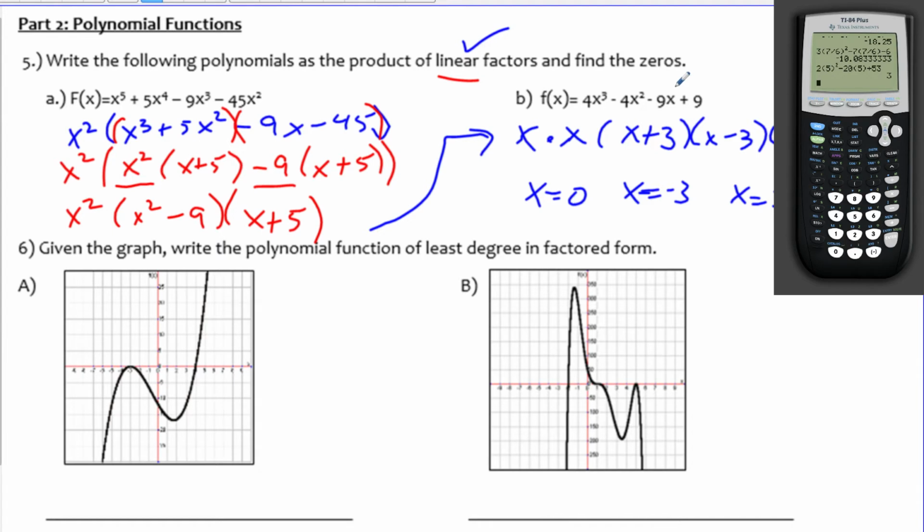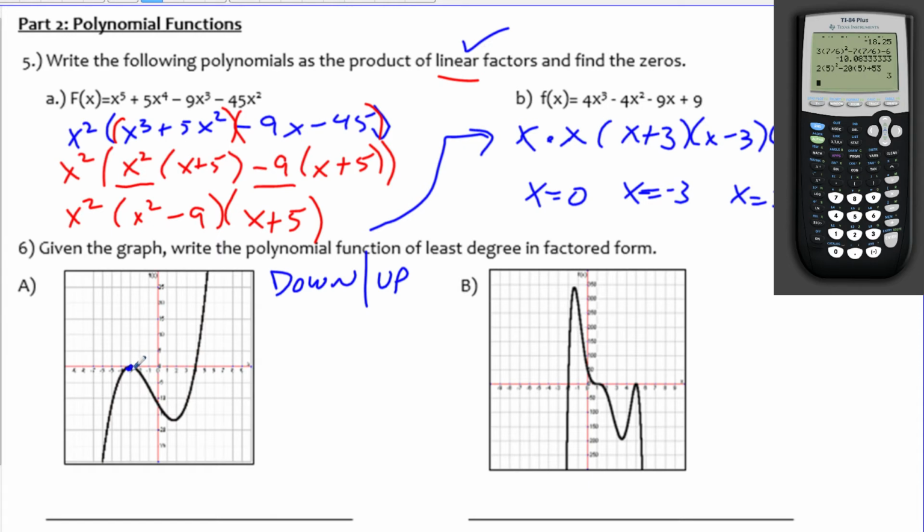Problem number 6. It says write the polynomial function of least degree in factored form. And so here's what you need to remember about this. We need to talk about the end behavior of the function. So I'm going to start off with that. I'm going to say this is down on the left and up on the right, which we write just down and up. I'm going to also identify the zeros of the function.